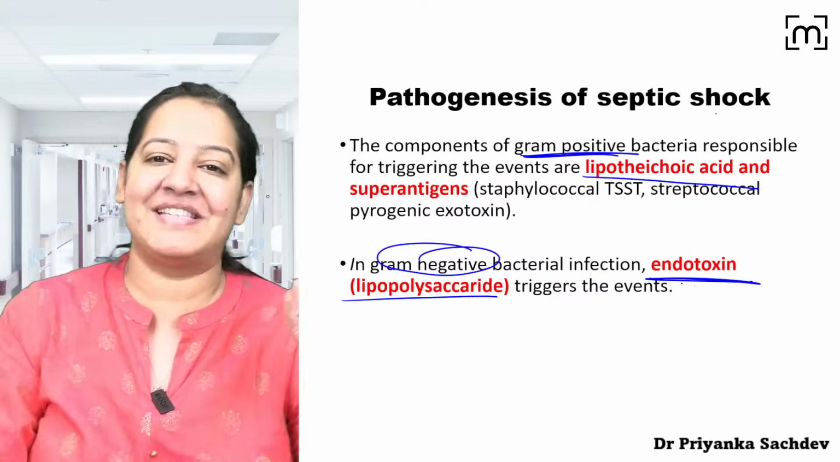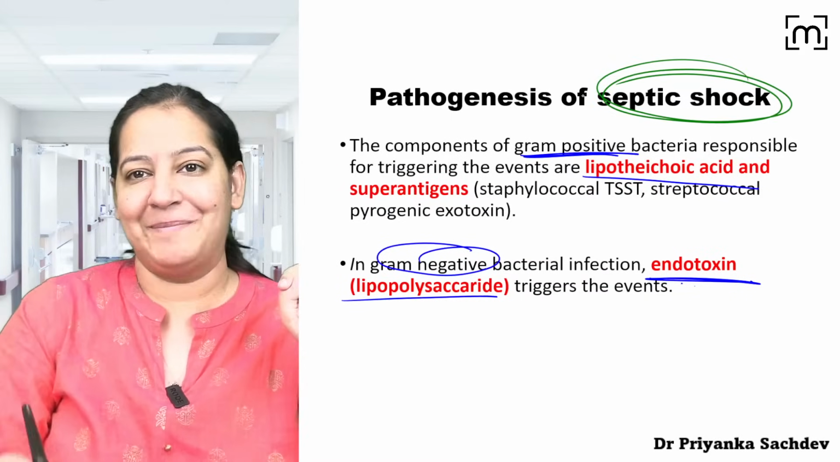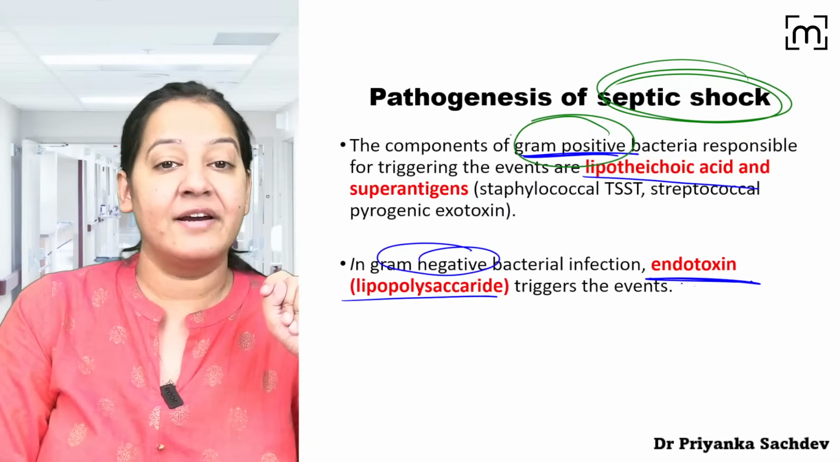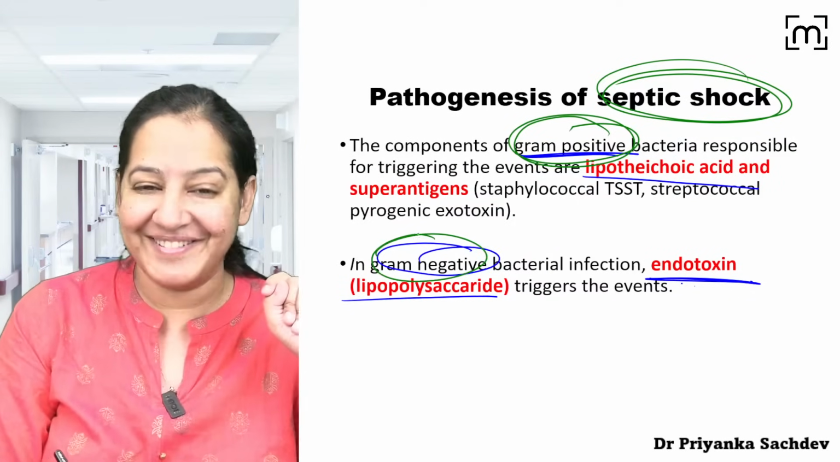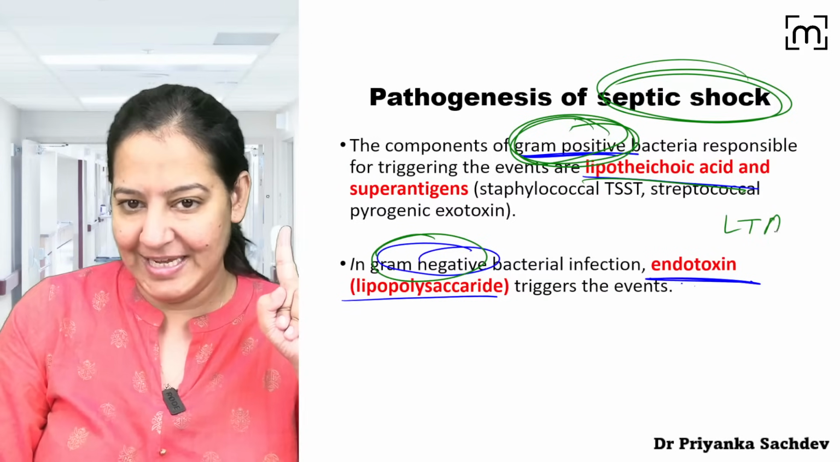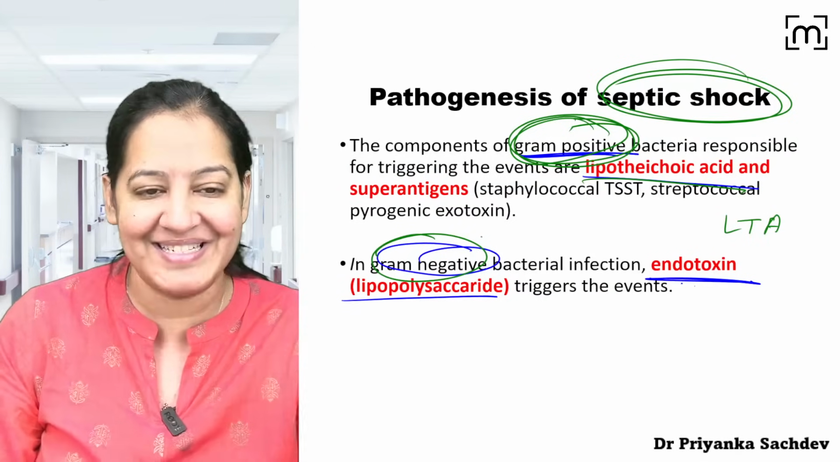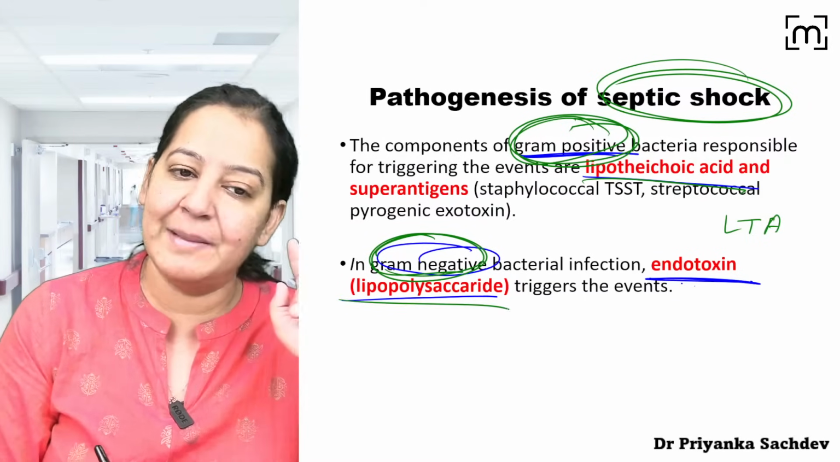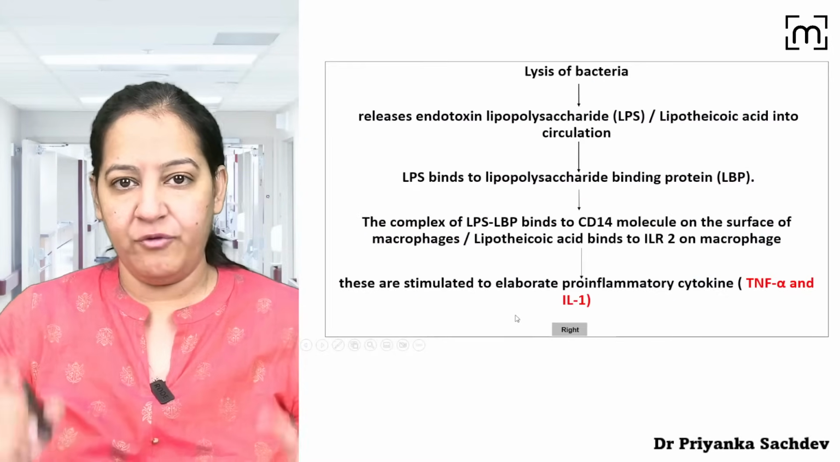The pathogenesis of septic shock. The third and last type of shock is septic shock. Septic shock occurs due to bacteria, either gram-positive or gram-negative. Gram-positive bacteria have lipoteichoic acid in the cell wall, which is a superantigen. Gram-negative bacteria secrete endotoxin, which is lipopolysaccharide. So let me show you the flow chart.